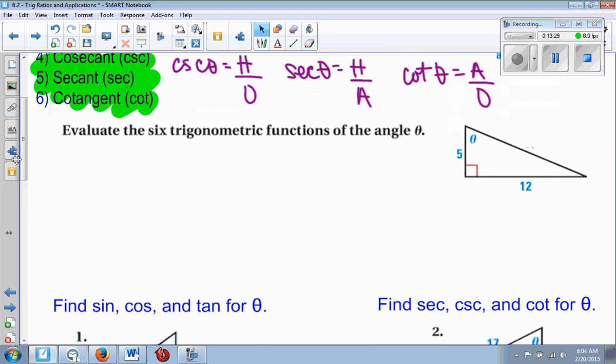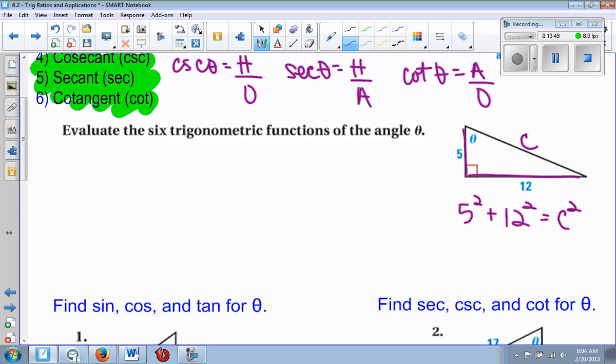So in the first problem here, it says evaluate the 6 trig functions with the angle theta. So the first thing that you're going to notice is that one of the side lengths is missing. In a right triangle, if you know 2 of the lengths, you can always use Pythagorean theorem to find the 3rd length.